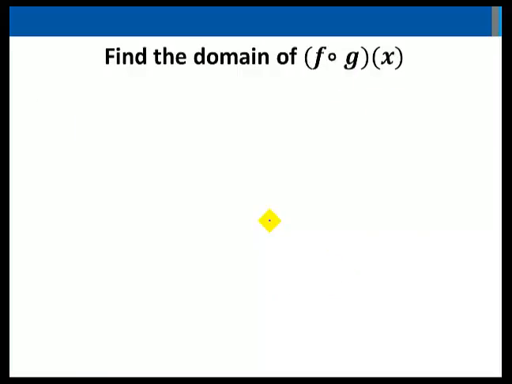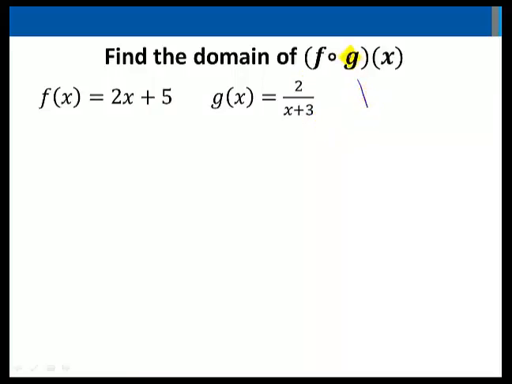The domain of f composed with g, where f of x equals 2x plus 5 and g of x equals 2 over x plus 3. Let's see if we can figure this out. Well, we don't have g composed with f here. We have f composed with g. So this is the same as f of g of x. I still start with my innermost function, and I want to look for the domain of g of x this time. So the domain of g of x, I will have all x values included except negative 3.